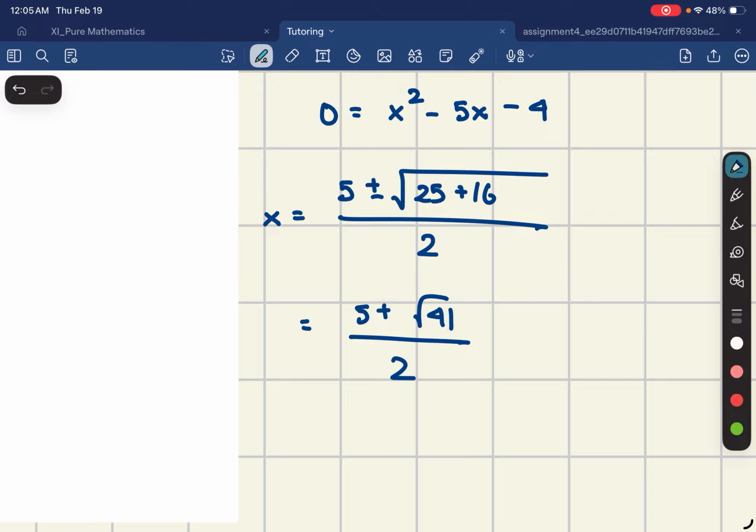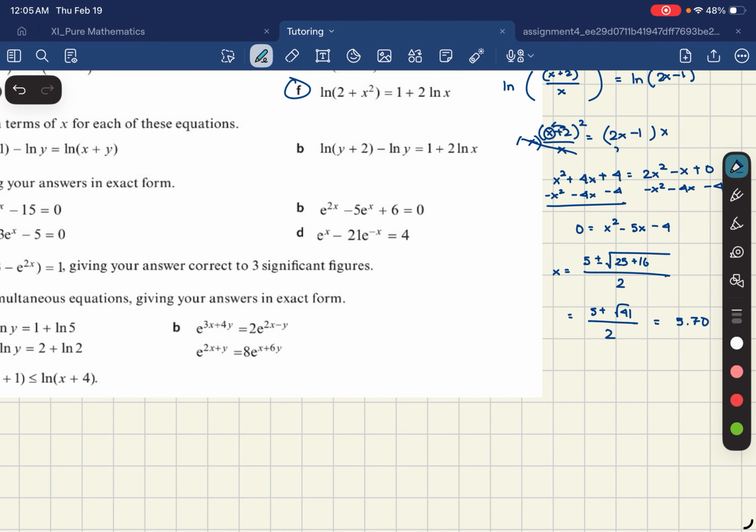And if you actually simplify everything out and you put it in your calculator, you will see why one answer is not valid, because it's going to be negative, and we want our answer to be bigger than 0.5. So x equals 5 plus square root of 41 divided by 2 is 5.70 to two significant figures.